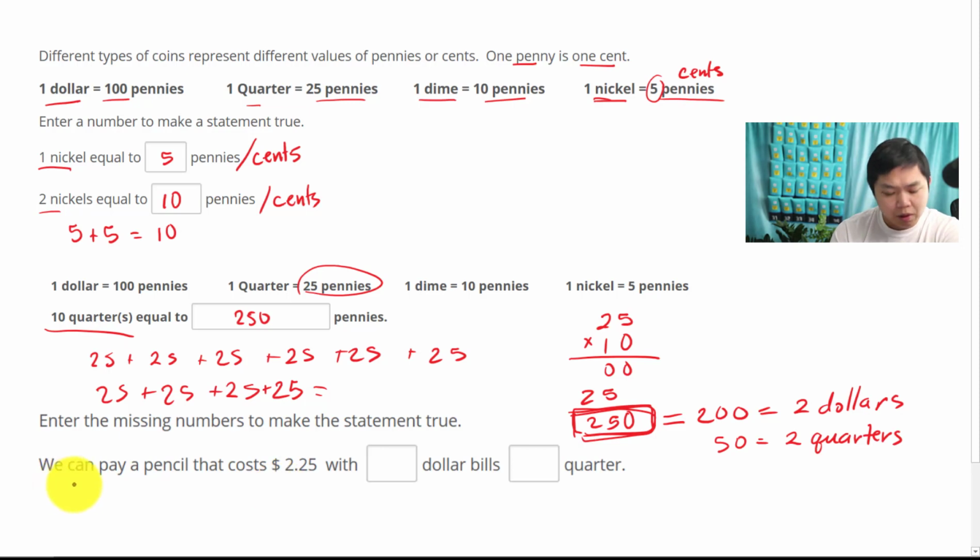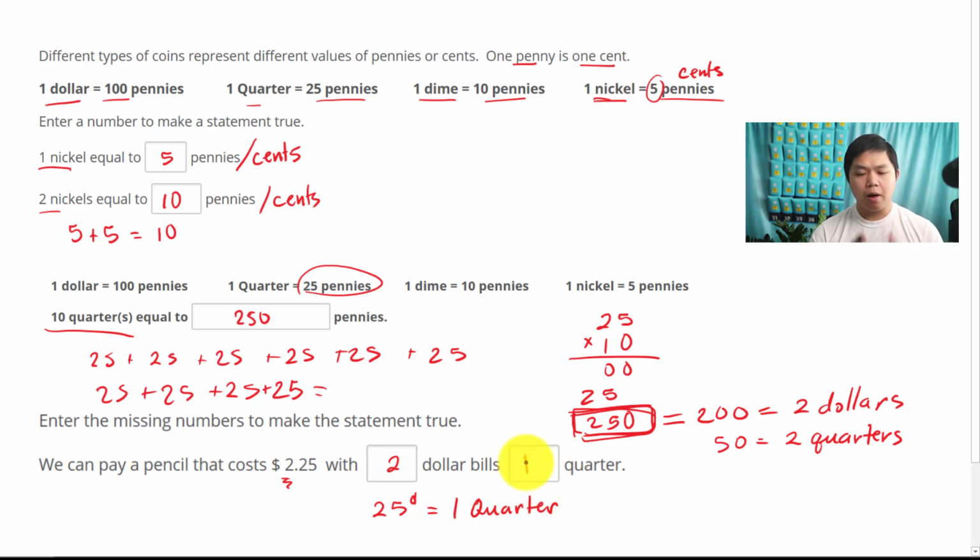Let's try an example. We can pay for a pencil that costs $2.25 with blank dollar bills and quarter. So in this case, we have $2 bills. That is equivalent to 2 right there. And then for 25 cents, remember 25 cents is equal to what? 25 cents is equal to 1 quarter. So right here we have 1 quarter. Now that you have learned how to pay with different types of coins and different types of bills, it will make your life a lot easier.